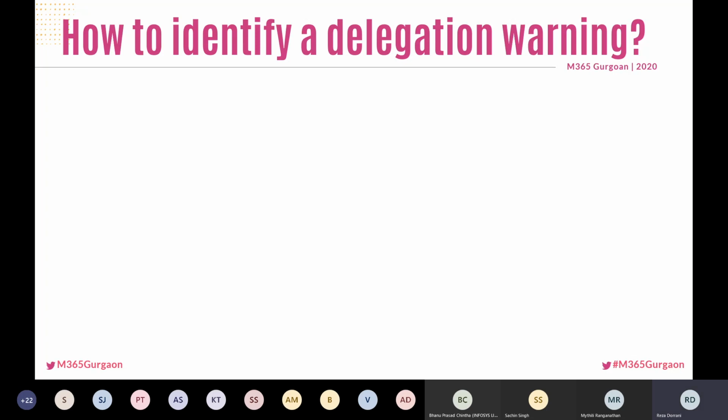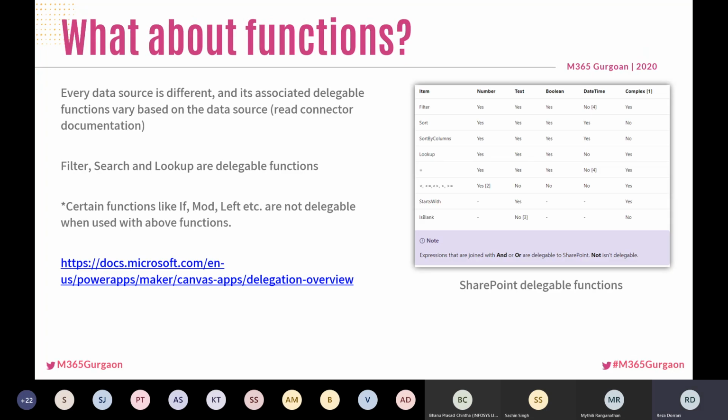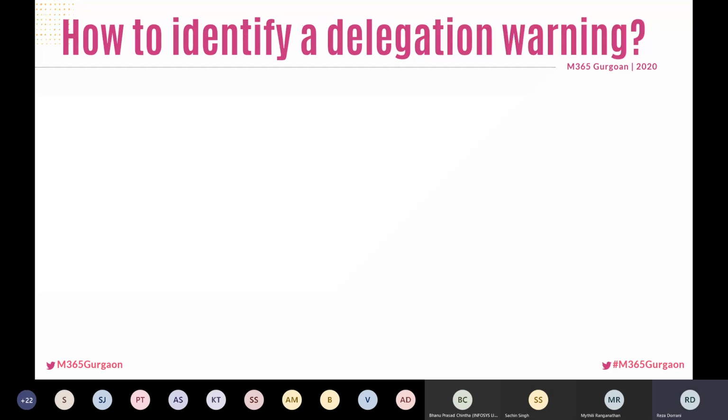Okay, so I know that there's delegation. I know that it depends on data sources. It could be function related. It could be column related. So much confusion here. How do I come to know if my app is actually running into a delegation warning or not? So how do I identify a delegation warning? My stress is on the word warning.